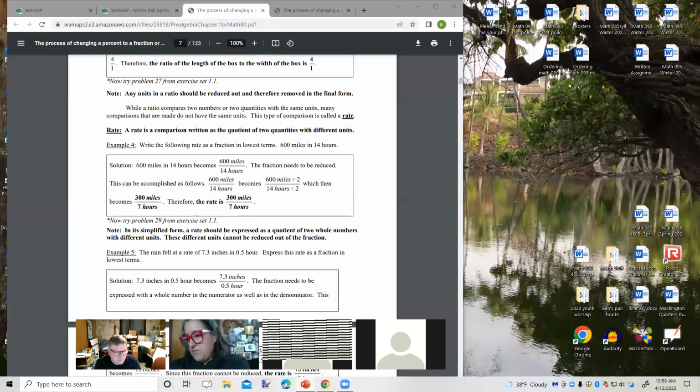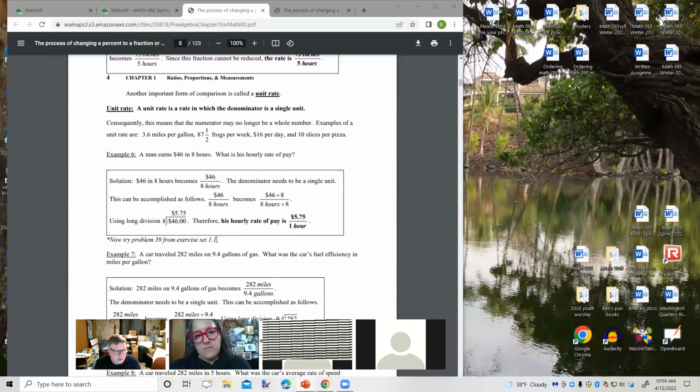Okay. Now, we're going to look specifically at a unit rate. A unit rate is a rate in which the denominator is a single unit. So unlike a ratio where we try to get a whole number compared to a whole number, with a unit rate, we get so much of one unit per one of some other unit. So the numerator might be a fraction or a mixed number or a decimal. Okay, so it's a kind of a different ball game. So unit rate is a rate in which the denominator is a single unit.